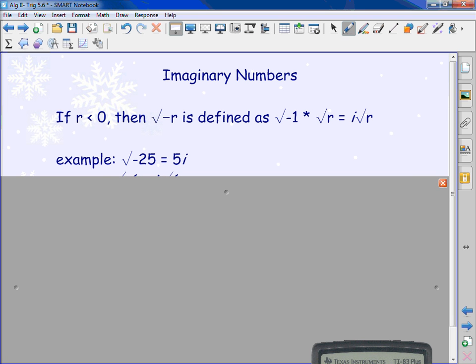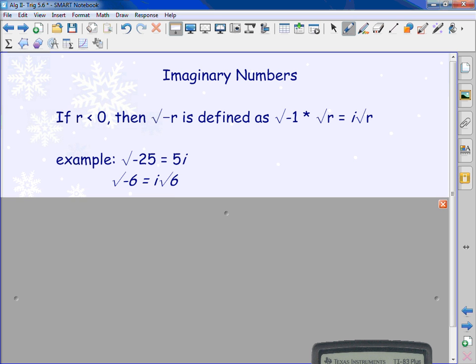For example, the square root of negative 25 is 5i. We usually use a lowercase cursive i. The square root of negative 6 is i square root of 6, because the square root of 6 is not a perfect number. The square root of negative 25 is 5i.